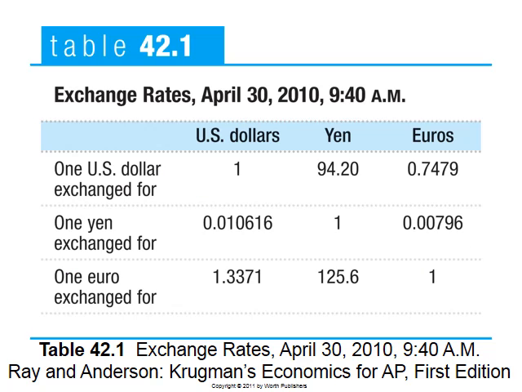Here we have exchange rates among the world's 3 most important currencies as of 9:40 a.m. on April 30th, 2010. And notice the specific time. Exchange rates often are changing by the minute. Each entry shows the price of the row currency in terms of the column currency. For example, the US dollar exchanged for 0.7479 euros, and so it took 0.7479 euros to buy 1 US dollar.